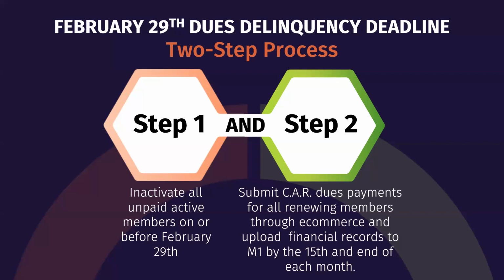The second step in the process is to submit C.A.R. dues payments for all renewing members through e-commerce. And you also want to make sure that you're uploading the financial records to M1 by the 15th and the end of each month. The good news is the associations are already doing this process, so it makes this two-step process even easier. And so really it's a two-step process and it's really simple.